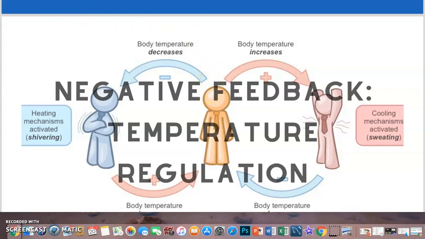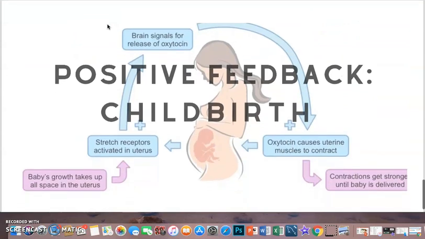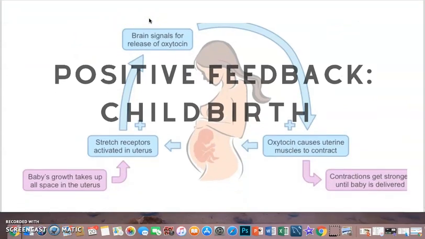And then an example of positive feedback would be childbirth. So when the baby's growth takes up all the space in the uterus, the stretch receptors are activated in the uterus, which causes the brain to signal release of oxytocin, which is a hormone. And then the oxytocin causes uterine contractions, which increases and intensifies when you're going through labor to get the baby out. And then once the baby's out, they stop.